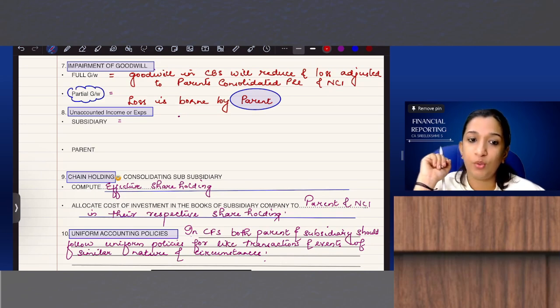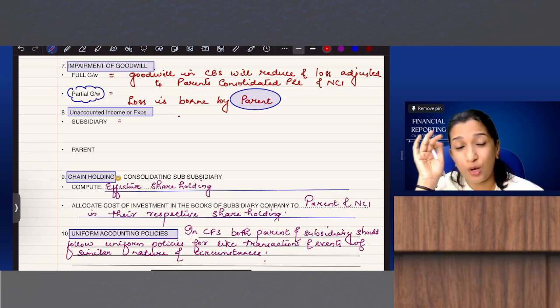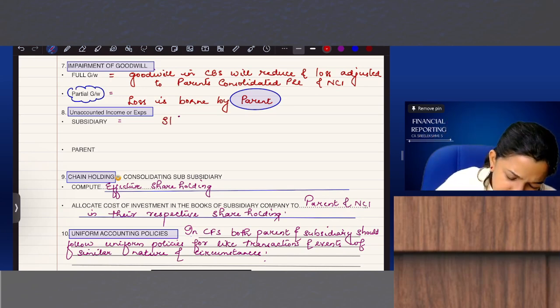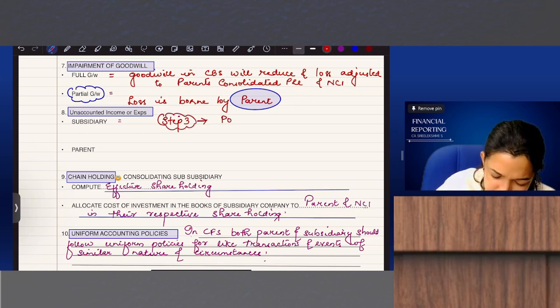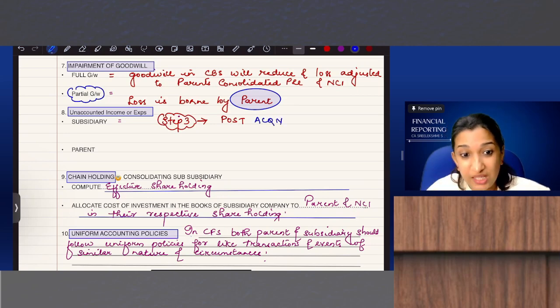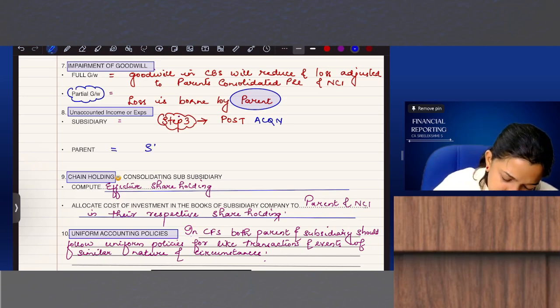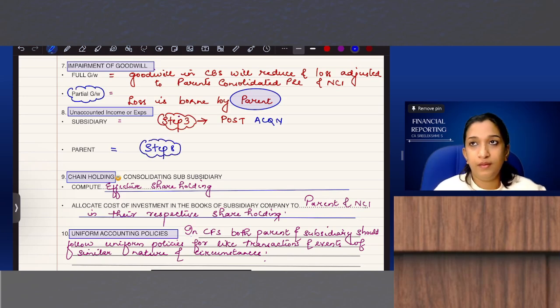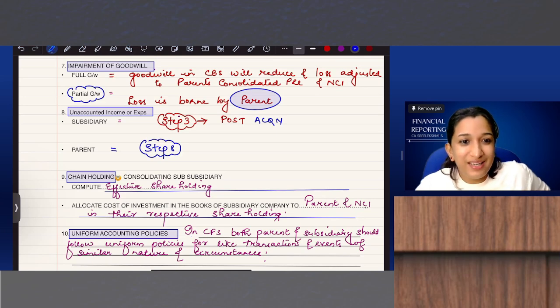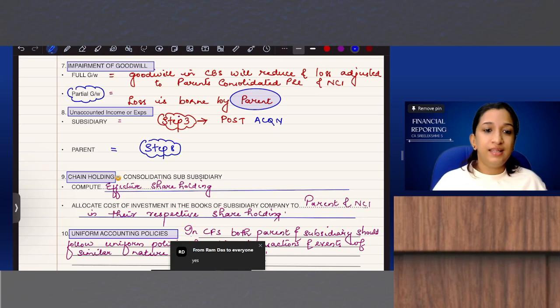Now, unaccounted income and expense. If there is unaccounted income and expense for subsidiary, step 3, to post. If nothing is given, unaccounted will be post acquisition. Pre-acquisition unaccounted will not be there. Parent unaccounted goes in step number 8. Unaccounted interest, unaccounted preference dividend. Do you remember?